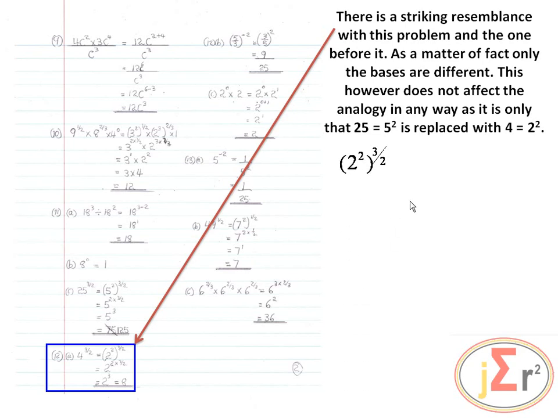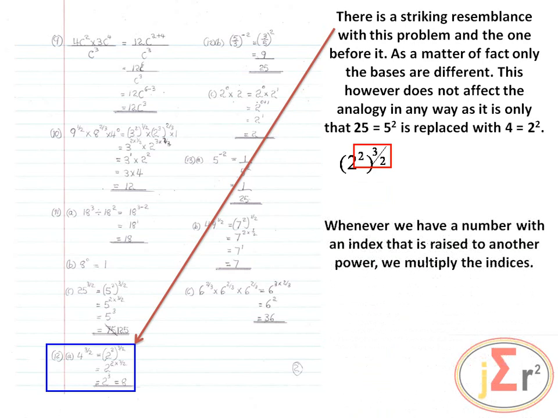So replace 4 with 2 squared. Then do the exact same thing. Multiply the indices. The indices are the same, again reduced by a common factor of 2, then we will result in 2 to the power of 3.